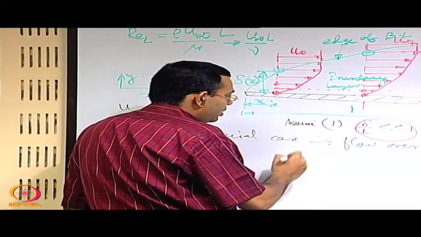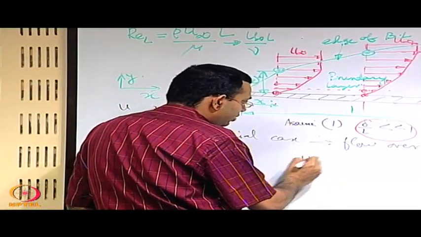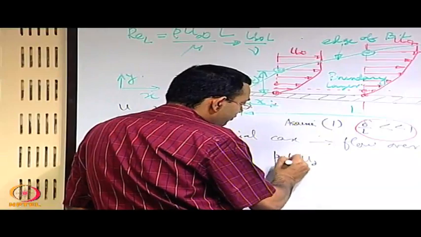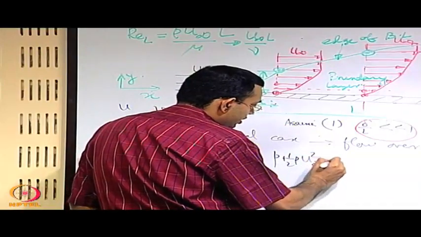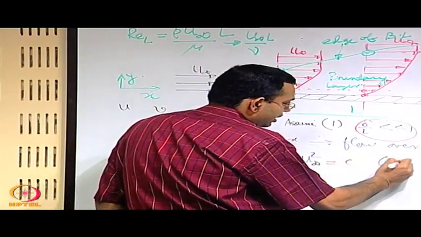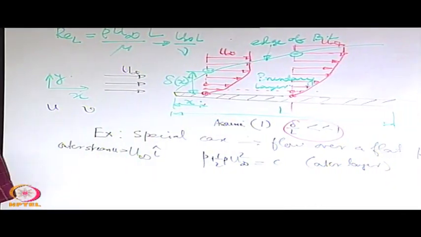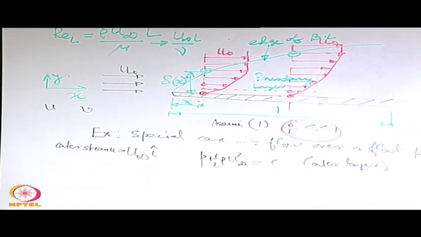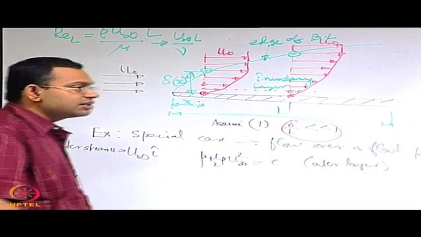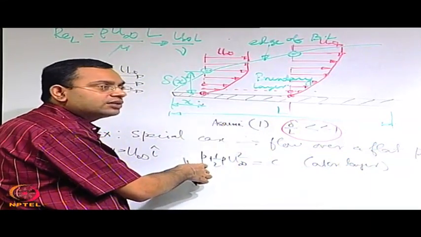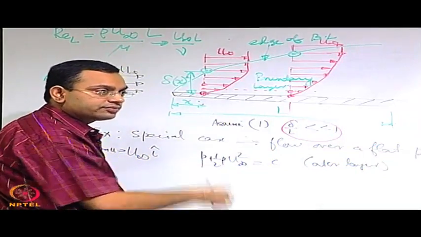So when you use Bernoulli's equation, you have P plus half rho u infinity square is constant in the outer layer. Forget about the potential energy difference, that is not important here. If the potential energy difference is important, you include that in P and call it a piezometric pressure.